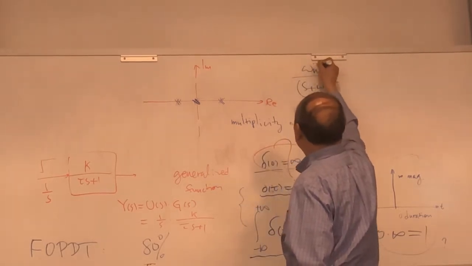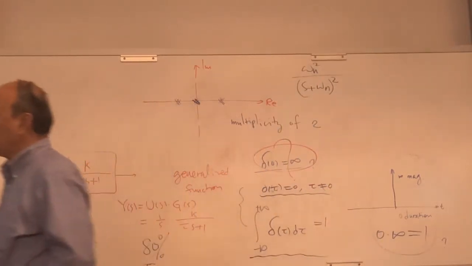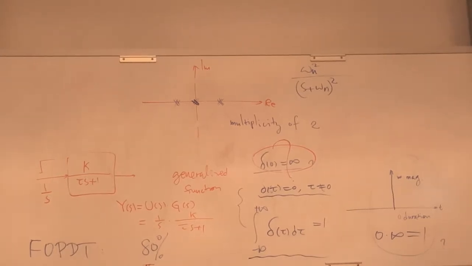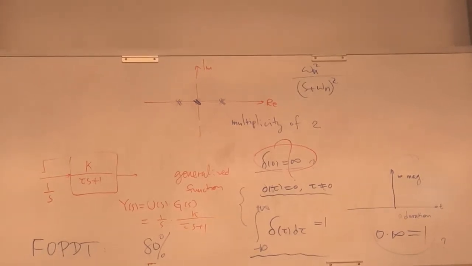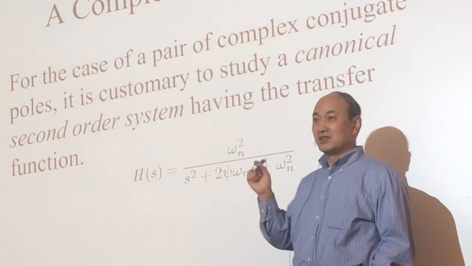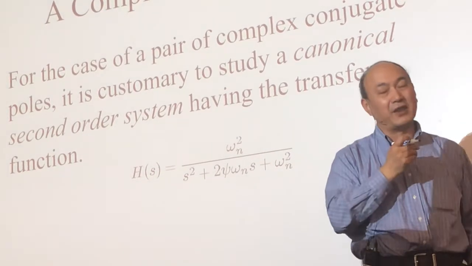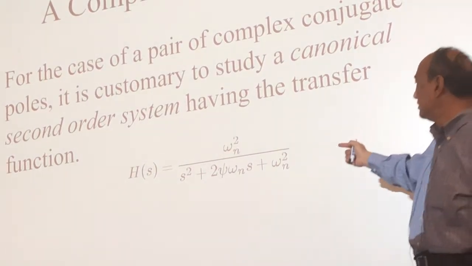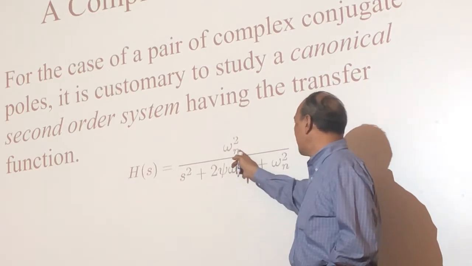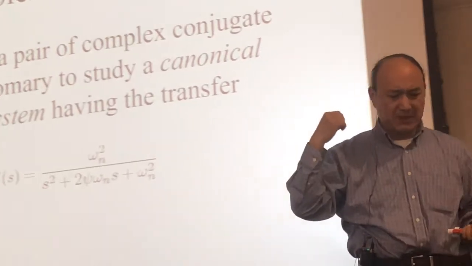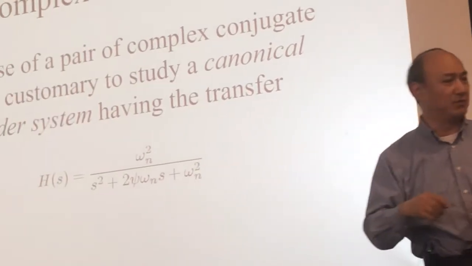Omega n squared. You may wonder why we need to have omega n squared here. Why? If we put s equal to 0 in here, this is 0, this is also 0, then this divided by this is 1, okay? So the DC gain is 1. That's a kind of normalization. So that's why you should not put 1 in here, you put omega n squared in here to make the DC gain 1. So this format is called the canonic second order model.